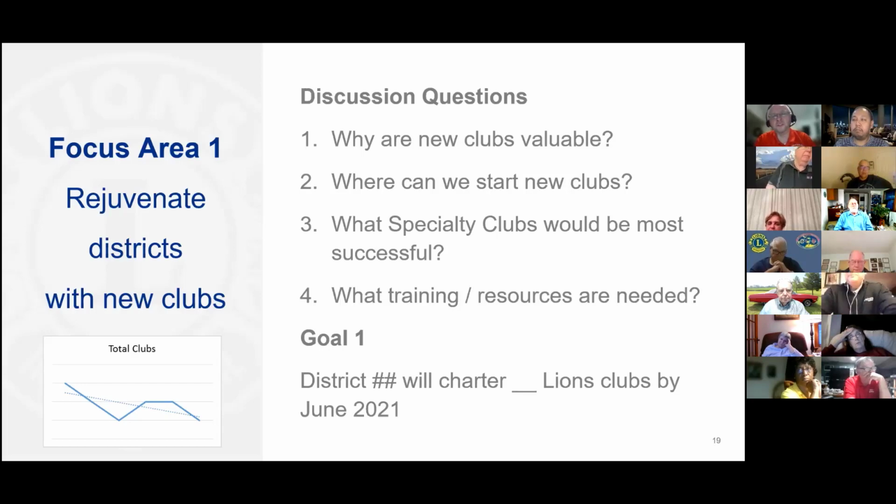And you fill in your district number before the meeting. We'll charter blank Lions Clubs by June 2021, which in your area will be 2022. So you've changed that. And you ask people at the tables, how many clubs do you think we can start? And they say, I don't know. And you say, well, I've looked at the five-year average. In the last 5 years, we've started 3 clubs. How many do you think we can start this coming year?